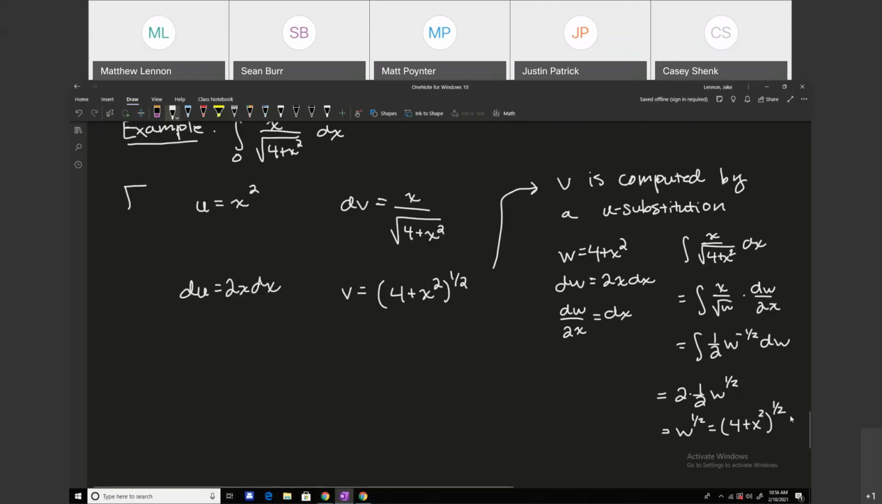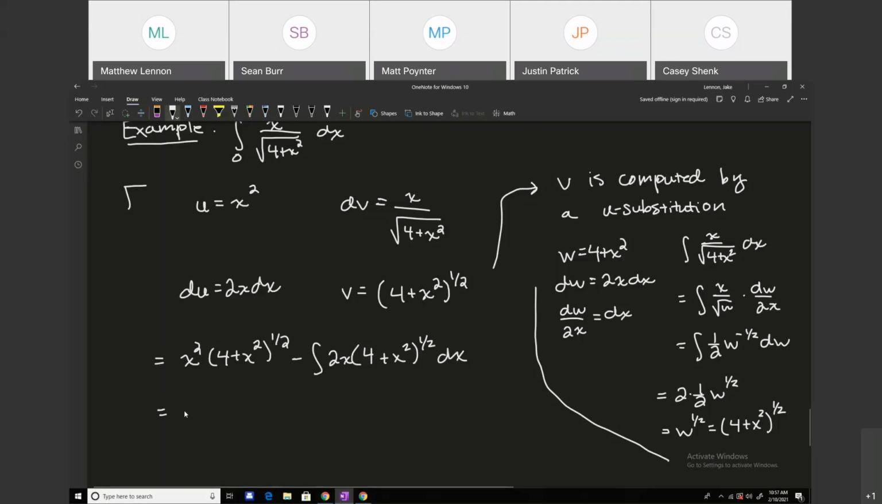So the choice for u and dv is sneaky, so that we can actually compute dv by this u substitution. So anyway, back to the original integral. Now that can be done. So we do u times v, so we get x squared times 4 plus x squared to the 1/2, minus the integral of 2x times 4 plus x squared to the 1/2 dx.